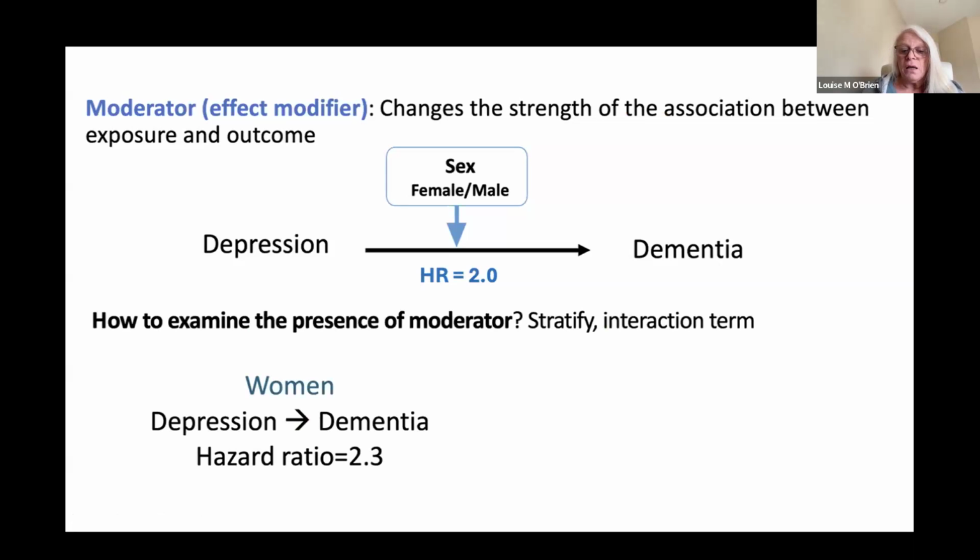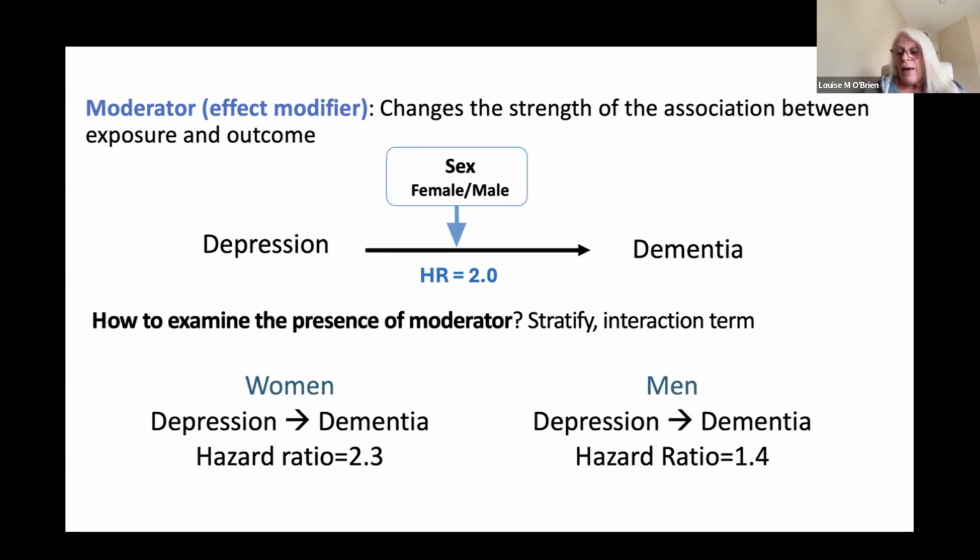We'll stratify into a group of females and a group of males, and let's look and see what happens. What we found here is that when we look at women, we find that the hazard ratio for dementia, if you have depression, is 2.3, but when we look at men, it's 1.4. So you can see that sex was moderating that relationship between depression and dementia. Okay, so that's something that we have to look at, but that's different from a confounder. This is an effect modifier or a moderator.